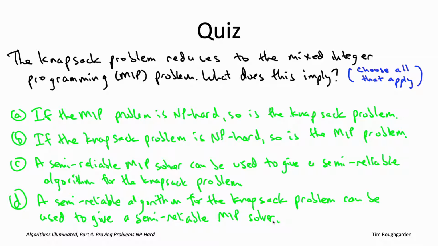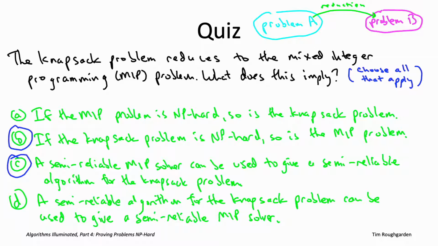Okay, so the correct answers are the second and third ones, B and C. The easiest way to see why is to remember the cartoon we had about a problem A reducing to problem B, and the directions that tractability and intractability spread. Suppose a problem A reduces to a problem B. Tractability goes in the opposite direction of the reduction. So if problem A reduces to B, then tractability of B implies tractability for A, right?